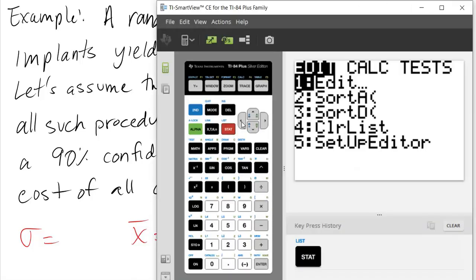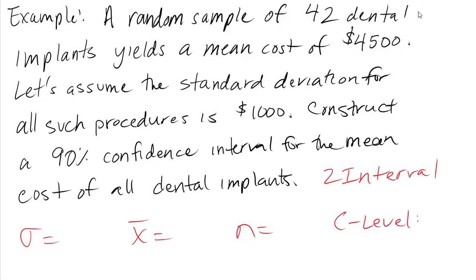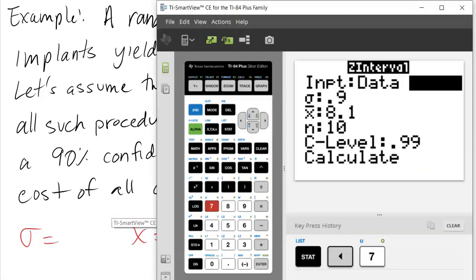Stat, scroll to tests, choice 7. It will tell you, hey, I need sigma, x bar, n, and c level. Suppose you didn't even get that far and you just know that it's a confidence interval for a mean, and you're wondering if Z-interval is appropriate, but you can't remember what else you need to know.